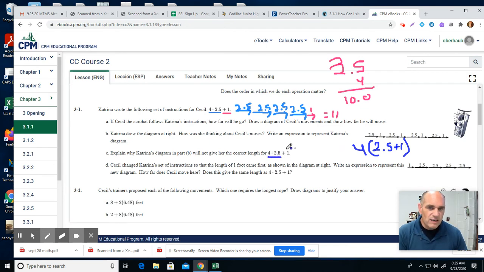Notice what she did. She did the 2.5. She did all of this by 1, which is not correct. So she took this and did that 4 times, which is not correct. We only want to multiply 2.5 times 4.